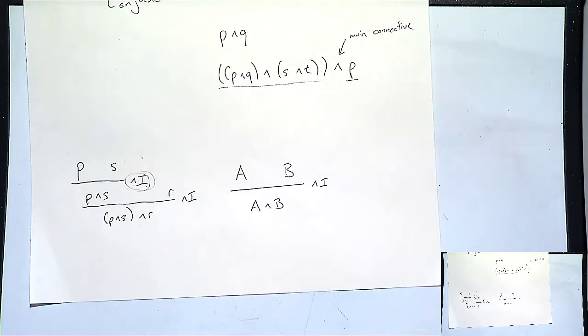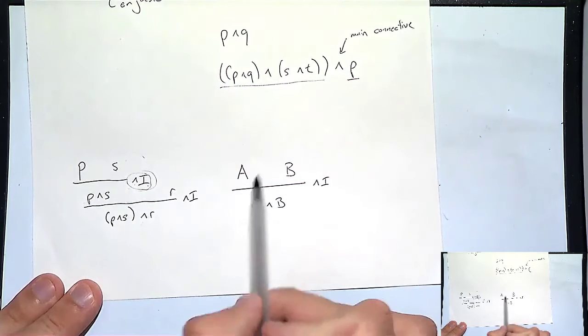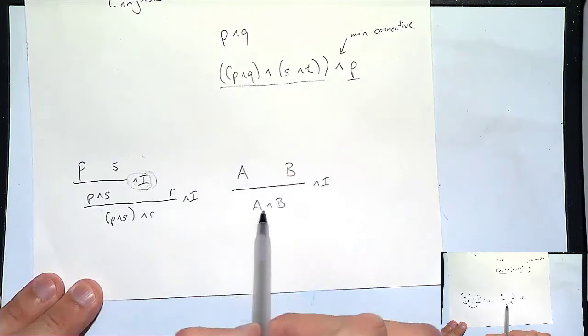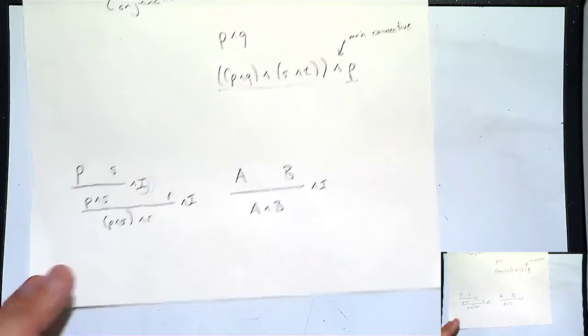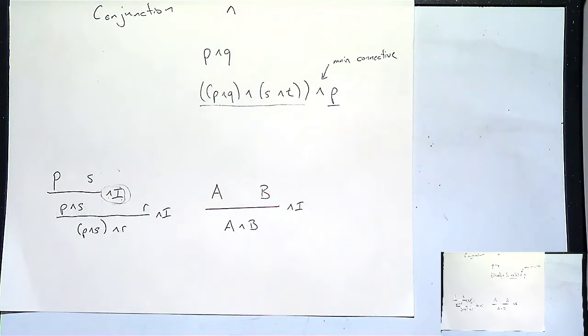Absolutely, yes. Order totally matters. So P and S is a completely different sentence from S and P. And when you're applying conjunction introduction, the left one has to come on the left and the right one has to come on the right. Right, so which sentence it is really does matter.